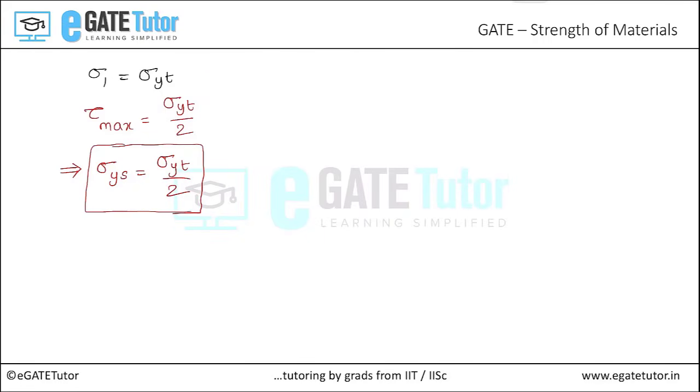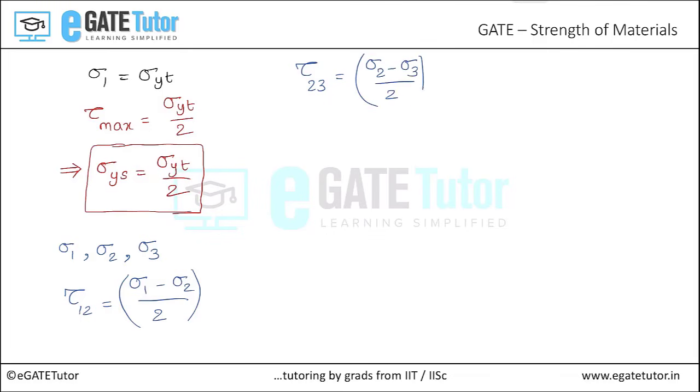Let us consider a system where three principal stresses act, that is, when the component is subjected to triaxial loading where the principal stresses are sigma 1, sigma 2 and sigma 3. We know that the shear stresses can be written as combinations of these principal stresses. Tau 1 2 is equal to (sigma 1 minus sigma 2) by 2. Similarly, tau 2 3 is (sigma 2 minus sigma 3) by 2. Similarly, tau 3 1 can be written as (sigma 3 minus sigma 1) by 2.